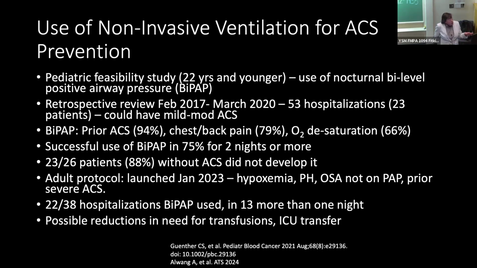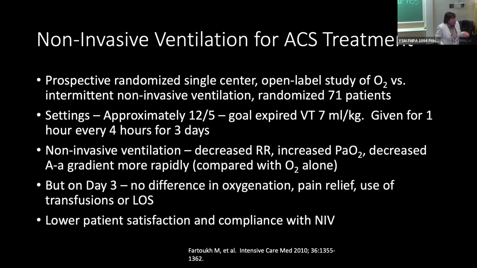And so we launched a similar adult protocol in January of 2023 and really focused on the patients on the adult side who were going to become hypoxic at night. So they either had known sleep disordered breathing, particularly obstructive sleep apnea, and weren't on PAP at home. They were hypoxemic at baseline. They had underlying pulmonary hypertension or prior severe acute chest syndrome. And we're starting to see a possible reduction in the need for the ICU and also in the use of transfusions. That's data we presented at ATS last year.